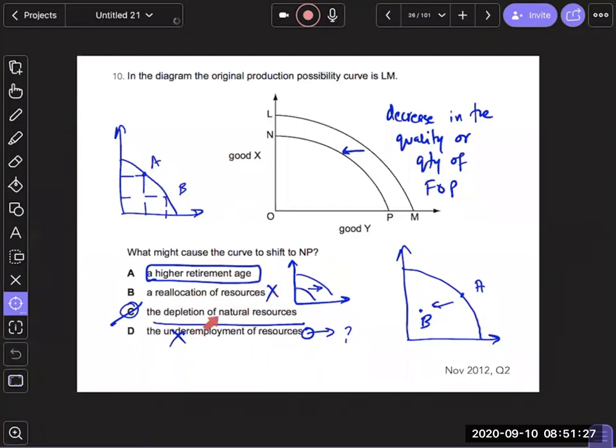I'm talking about D, Munib. D is underemployment. Underemployment means you go inside the curve. Anytime inefficiency or unemployment goes up, you go under the curve. Now the shift will not happen. Okay. So B is a movement along the curve. D is a movement inside the curve. C is the shift backward of the curve. A is the shift forward of the curve. Are we good? Any questions?